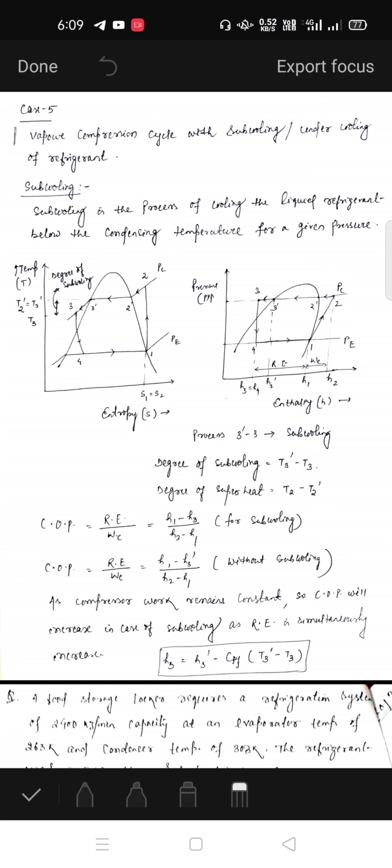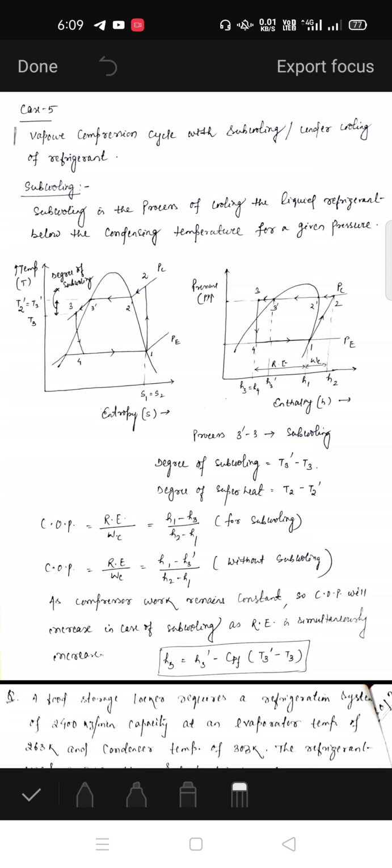Today our last case was left, and that will be covered. That is the vapor compression cycle with subcooling or undercooling concept. Okay, so let me first tell you the meaning of subcooling. It is a process of cooling the liquid refrigerant below the condensing temperature for a given or fixed pressure. So this is the meaning of subcooling or undercooling. It means you have to take the liquid refrigerant below the condenser temperature.